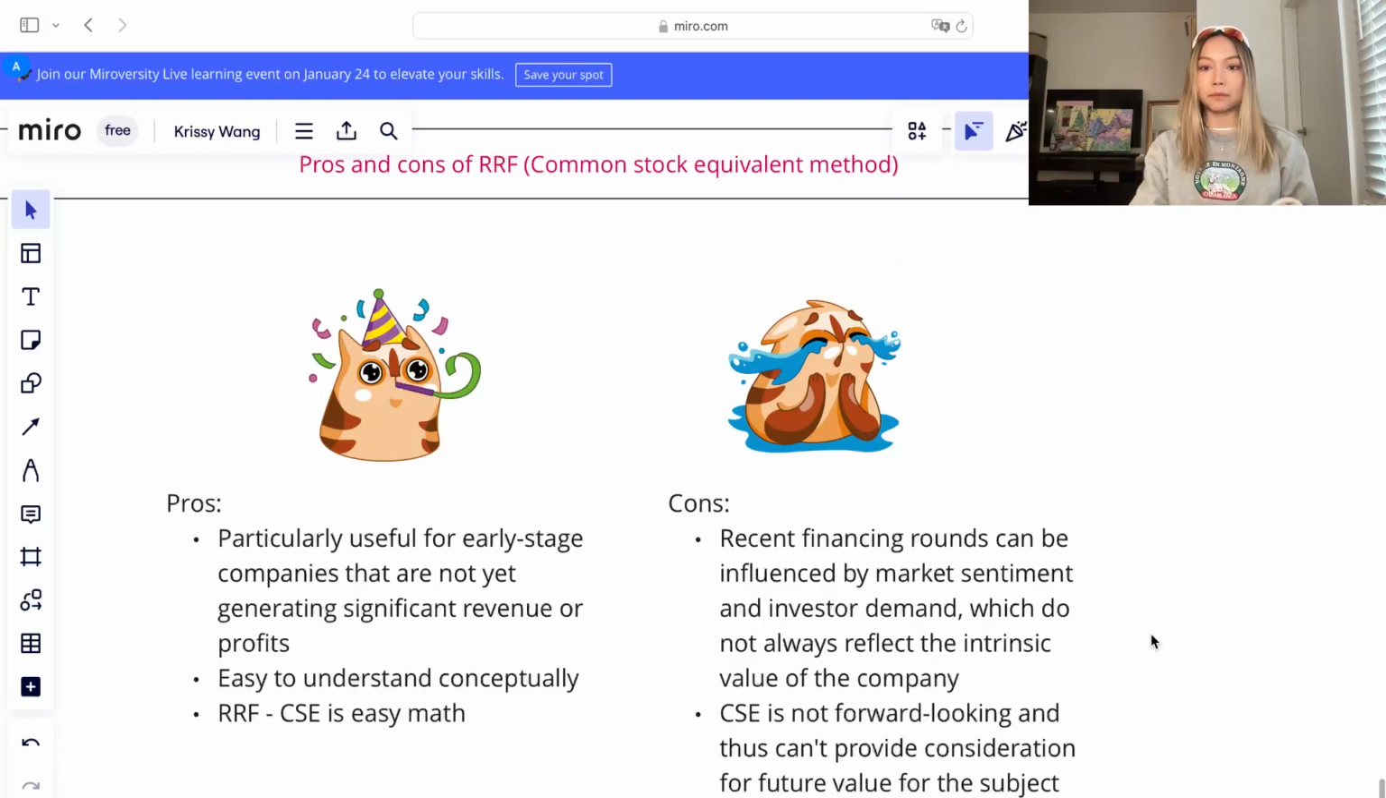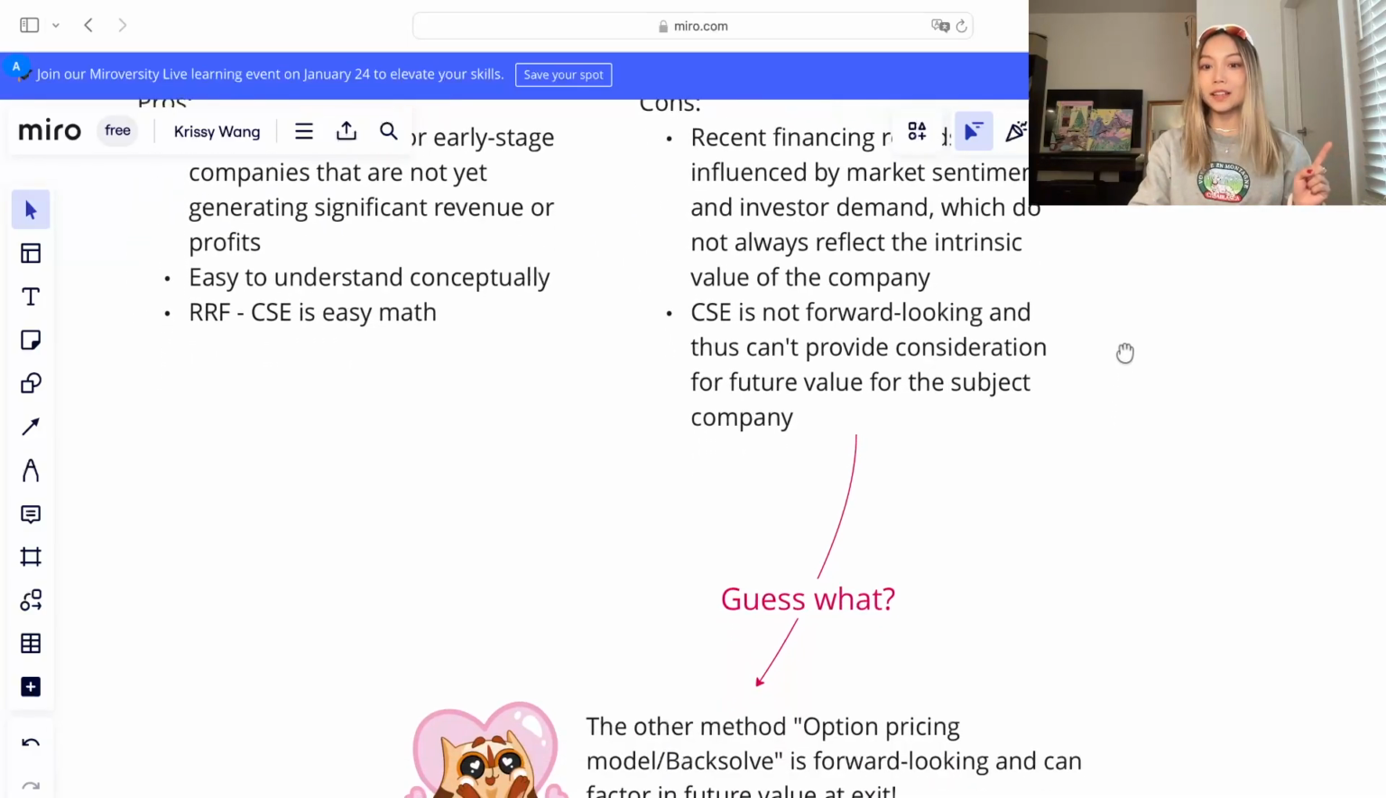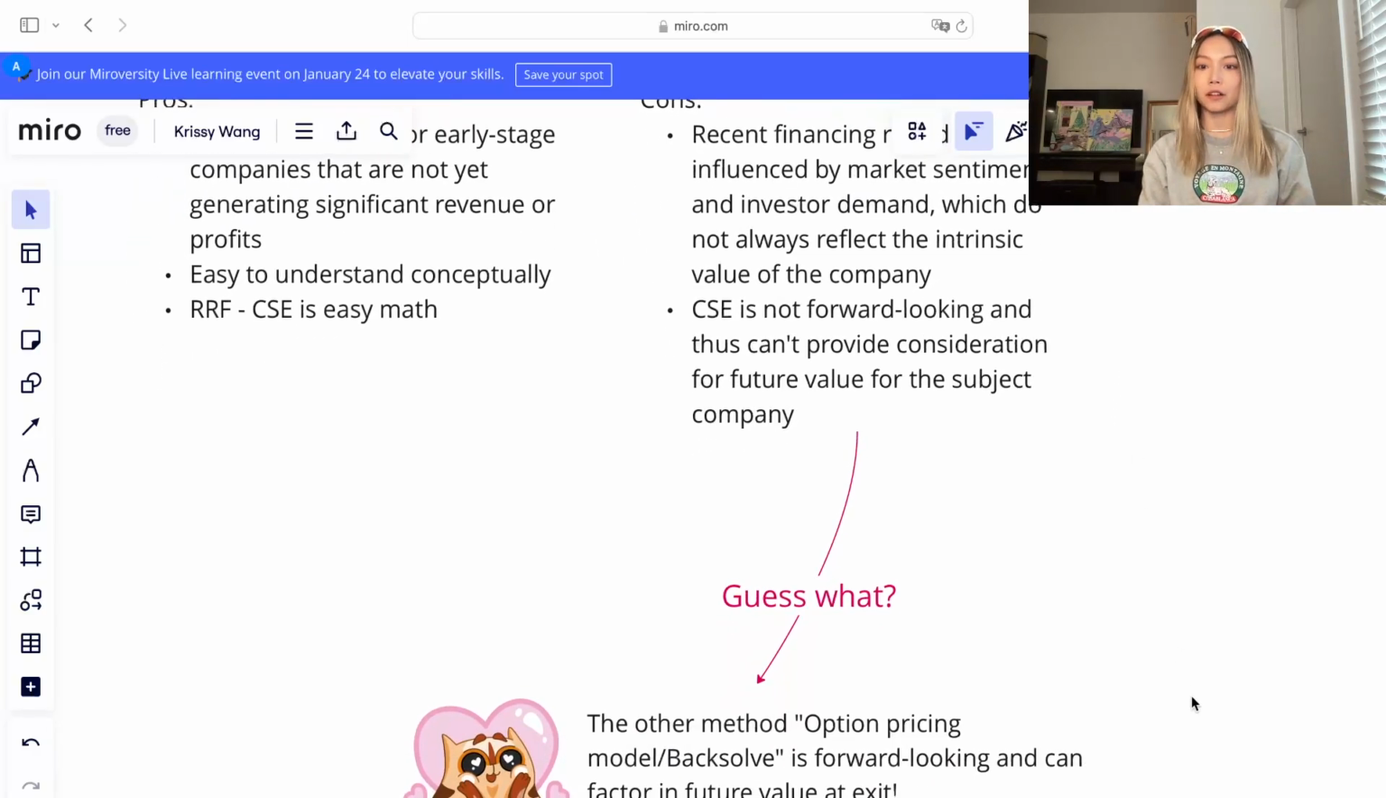CSE is not a forward-looking method. What that means is, if you know the company is going to IPO in 5 years, using the common stock equivalent method within the RF approach, you cannot factor in the IPO 5 years down the road. But guess what? The other method, option pricing model backsolve, is a forward-looking method and can factor in future value at exit. So valuation analysts have the flexibility to choose between OPM and CSE depending on their needs and the circumstances of the valuation. I will talk a little bit more about OPM in the next video.